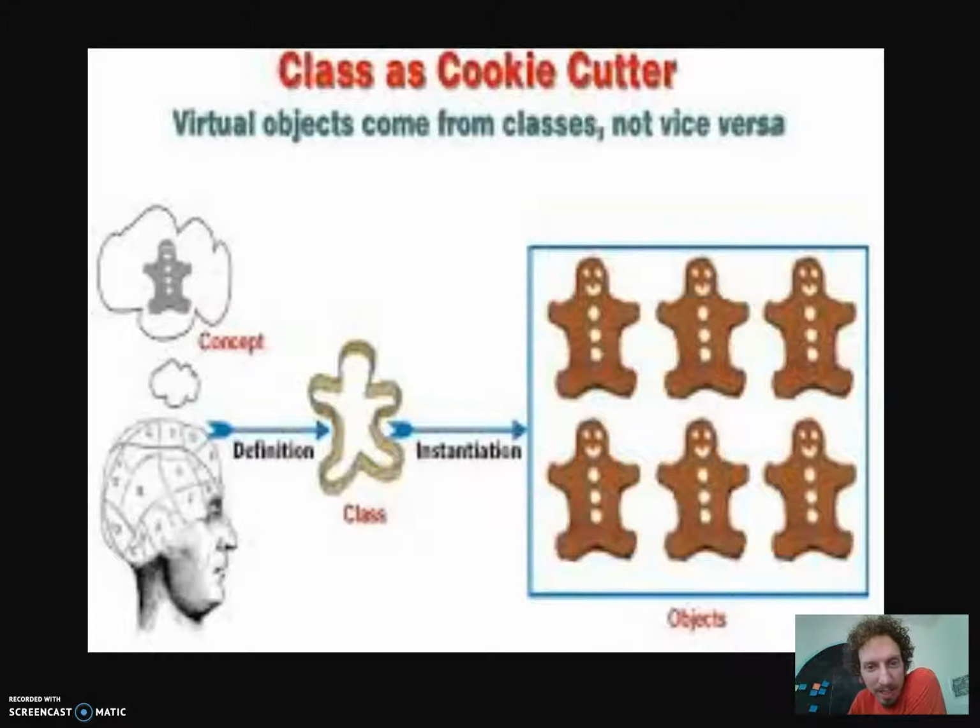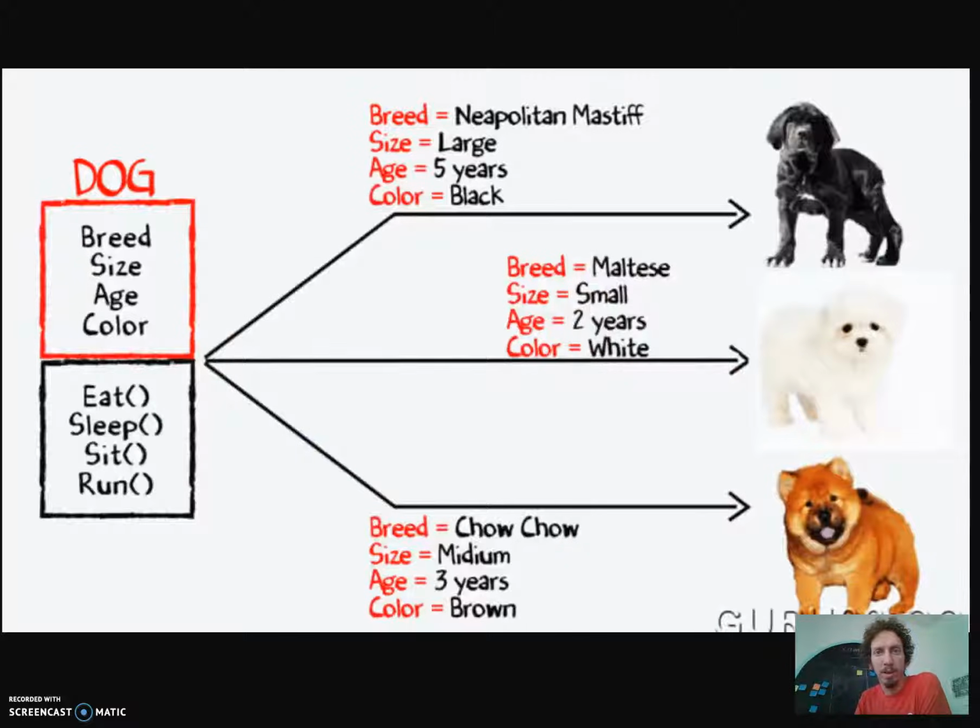So here is the idea of a class. It is an abstract concept that only exists in your mind. But you can make a little cookie cutter out of that concept with attributes and methods, meaning with data, fields, information, and actions. And then you can crank out a whole bunch of objects. Those objects could be identical, like these cookies here, or they could be totally different, like these dogs.